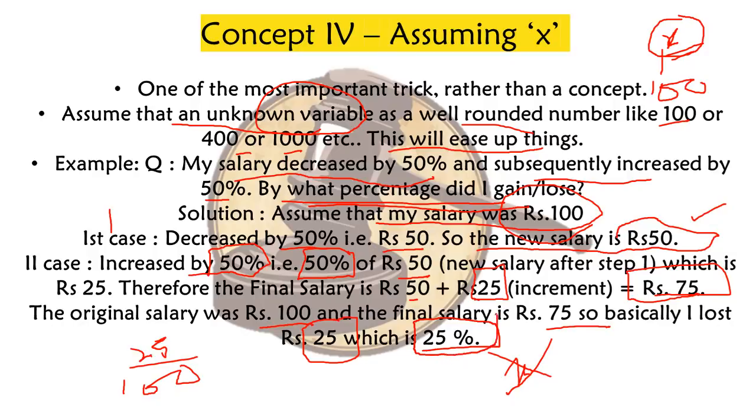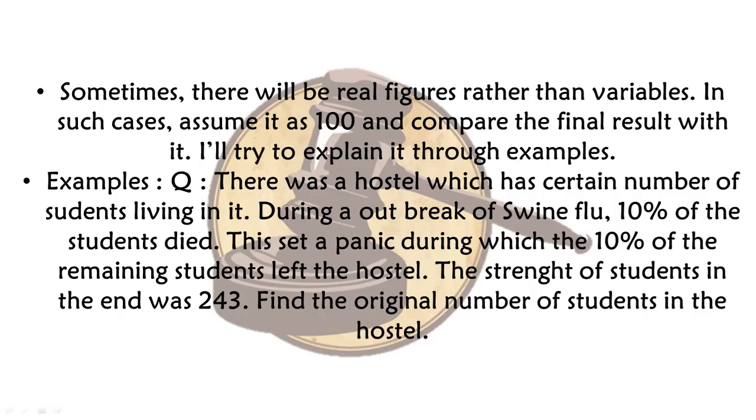So that's how you solve these questions. Just assume a value, not necessarily 100. I assumed 100 because it was easy to assume. You'll see questions where it is not very beneficial to assume 100, and there we will assume something else, which I will tell while we are solving some questions. So as I was saying, sometimes there will be real figures rather than variables, okay? They will not really ask you in terms of x or y, but they will give you real figures. So in cases like this, keep assuming 100 as your figure, and in the end you can compare the final result with it.